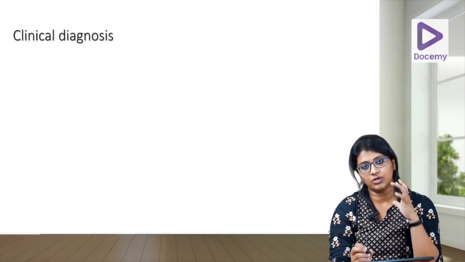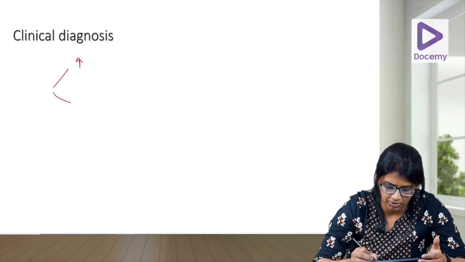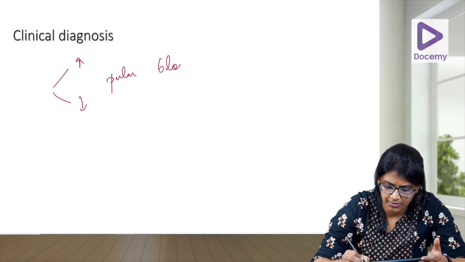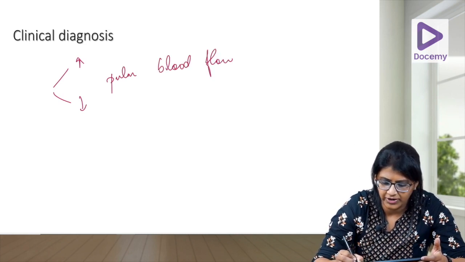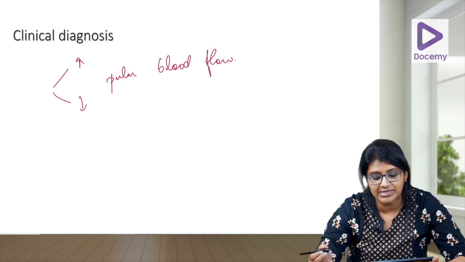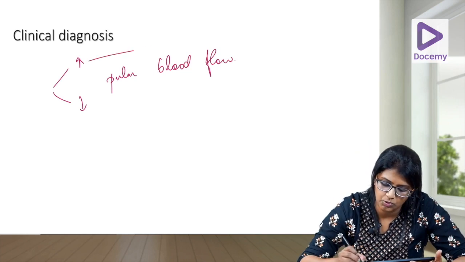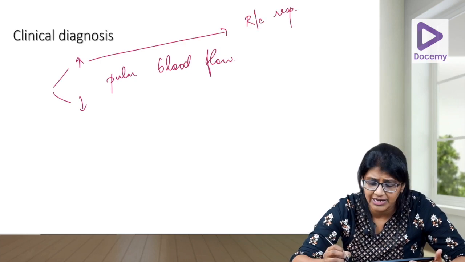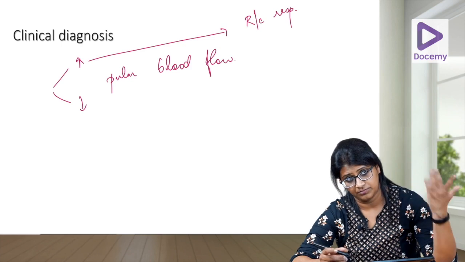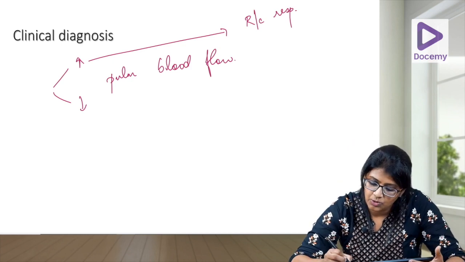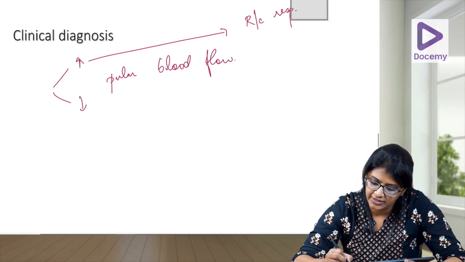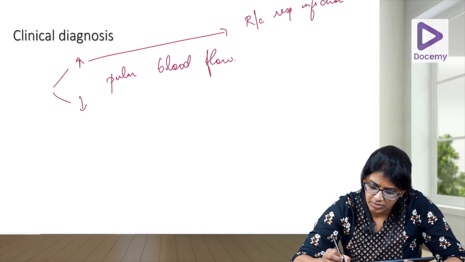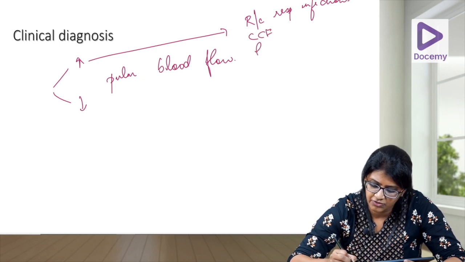Now, how are you going to make a diagnosis? Clinically, you are going to make a diagnosis as increased or decreased pulmonary blood flow. Increased pulmonary blood flow settings are going to present to you with features of recurrent respiratory infection, the way our shunt lesions presented in acyanotic heart disease. They could have recurrent respiratory infections, CCF, and growth failure.